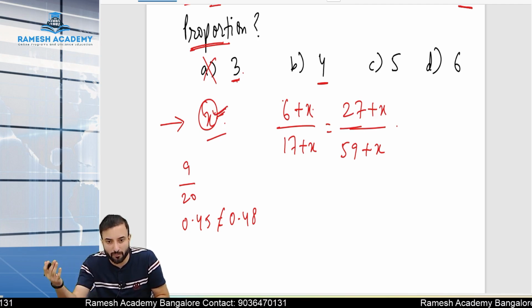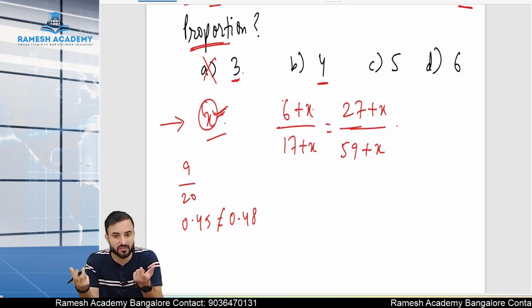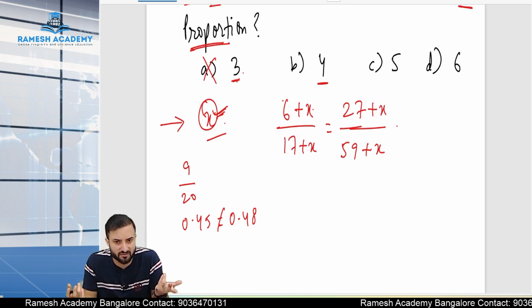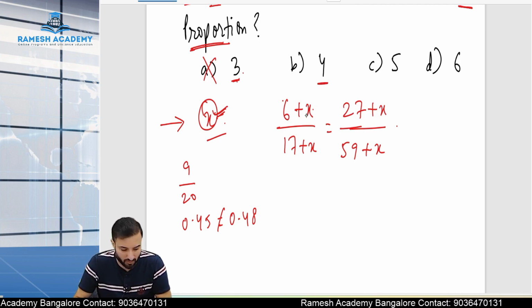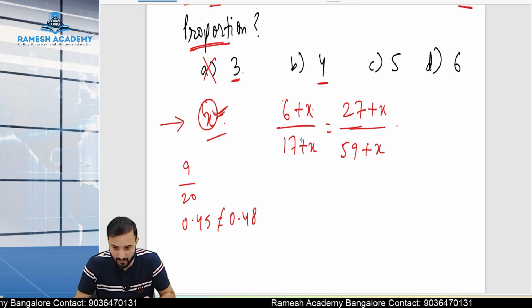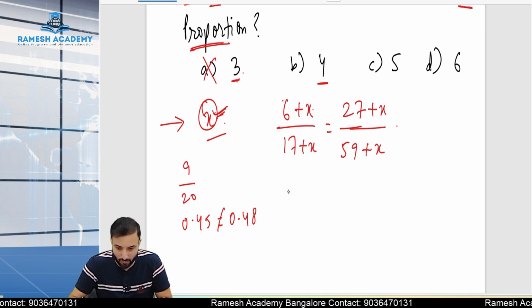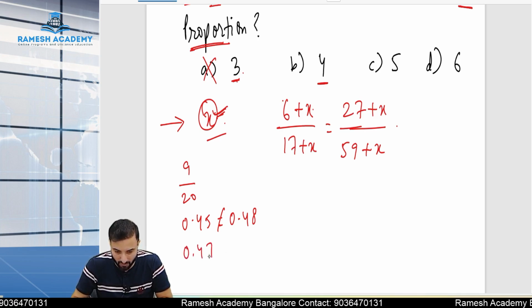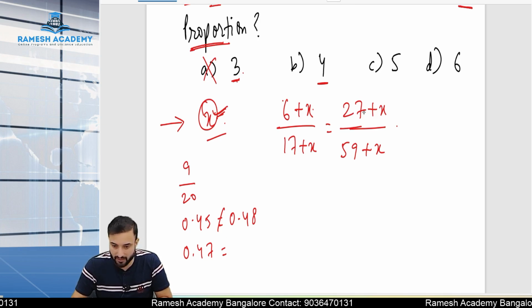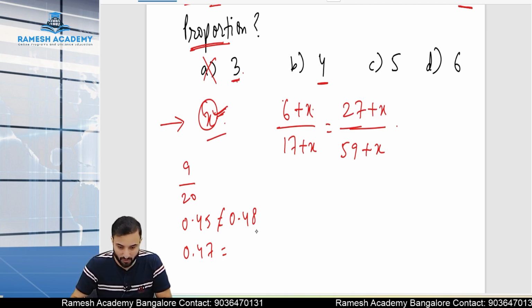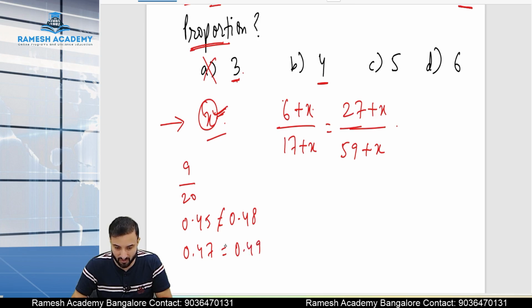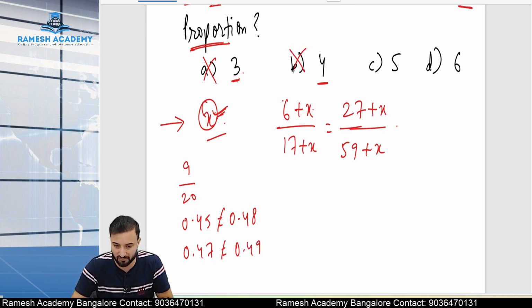Minus means we will do the minus, then we will divide and see in which the both LHS equals RHS, which satisfies the condition. Now 4 means 6 plus 4, 10, so 10 divided by 17 plus 4, 21. So you are getting 0.47. And here it is 27 plus 4, 31, divided by 59 plus 4, 63. 0.49. So both are not equal for 4.